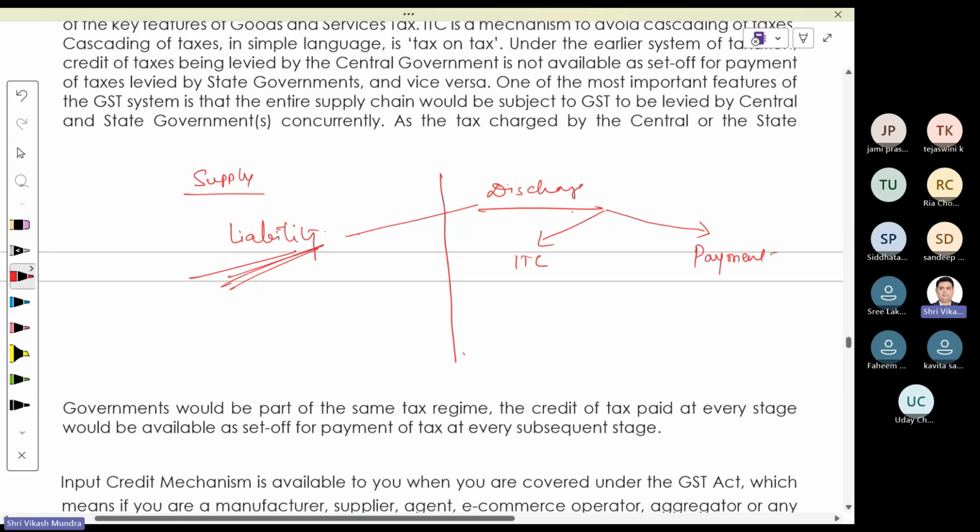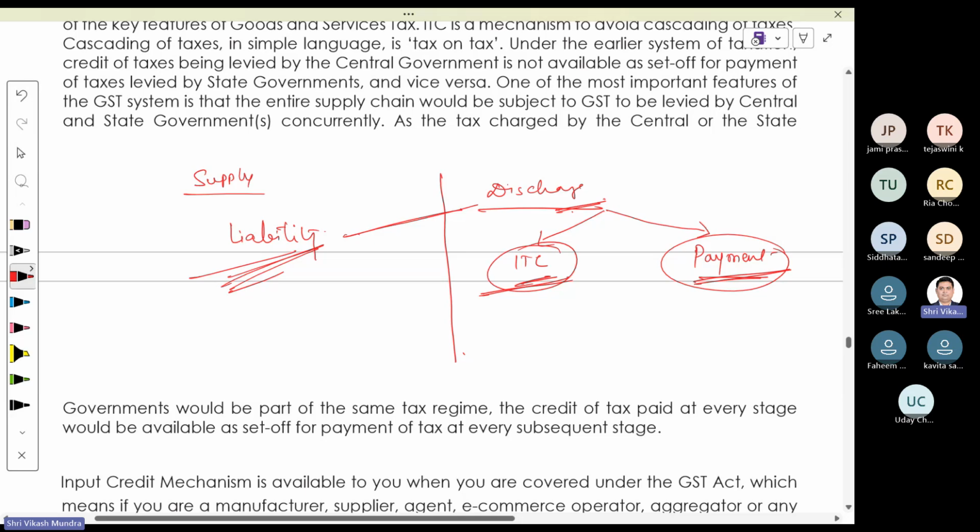If I'm supplying certain things, then my liability would be there. That liability is required to be discharged within a certain period. It may be through ITC, it may be through payment. Payment means I have sufficient money in my bank account and I pay it to the government. Fine, it is the simplest way. Another way is ITC, called input tax credit. How do we get input tax credit?